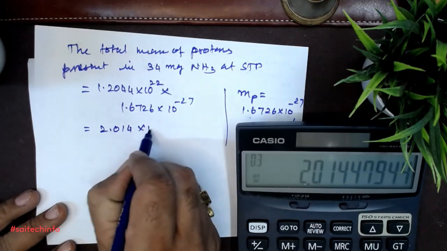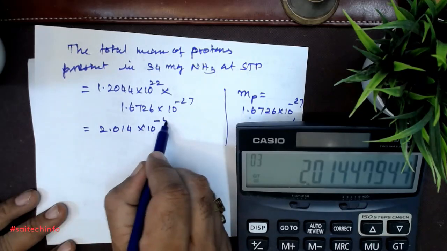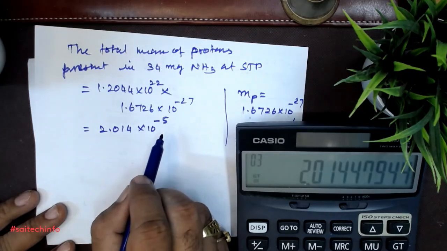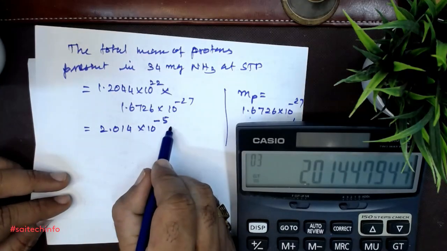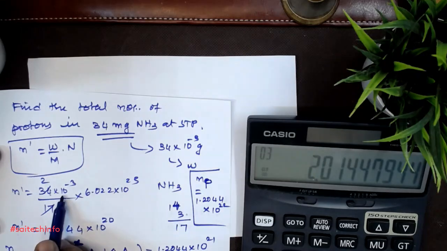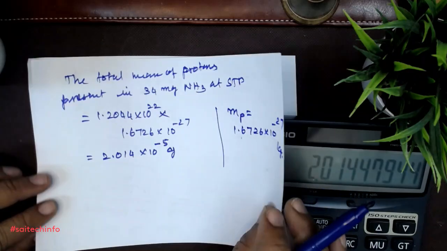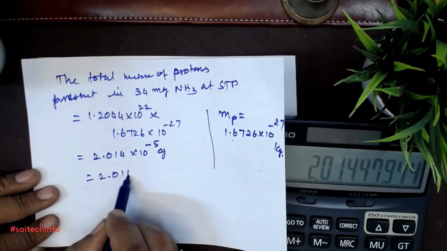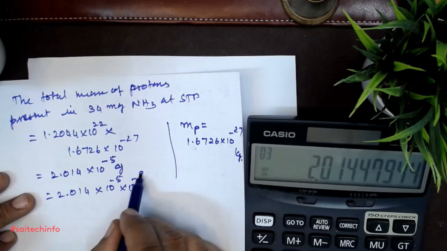So 2.014 into 10 power, this is 22, this is minus 27, so minus 5, this much gram, because we are given in gram only. Here we have converted this into 10 power minus 3 milligram, so it is given in gram. And if you want to convert this into kg means 2.014 into 10 power minus 5 into 10 power minus 3 kg.